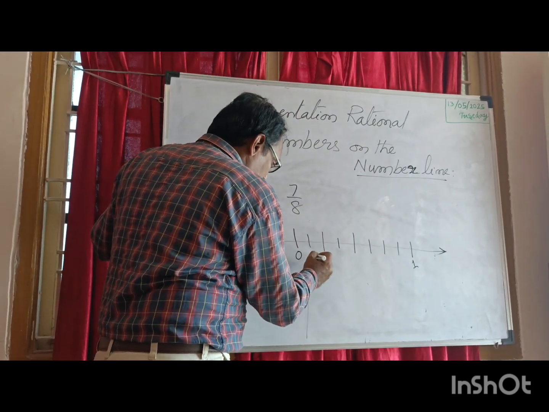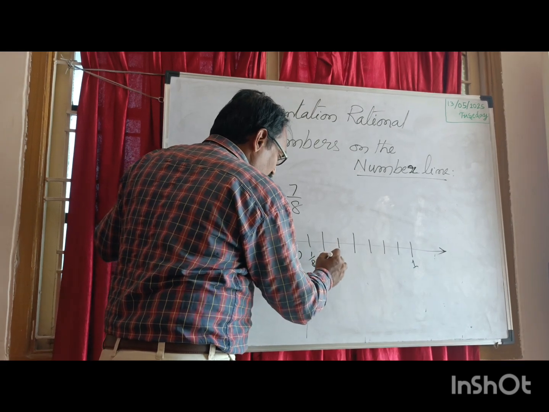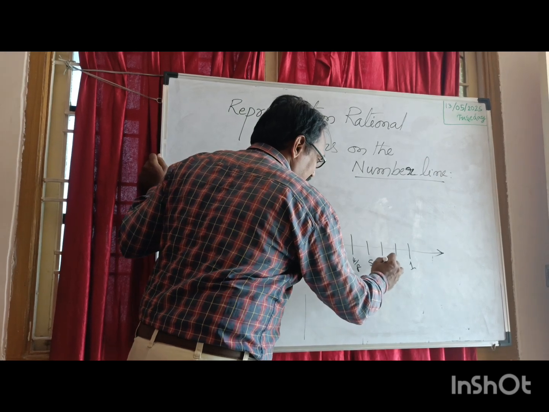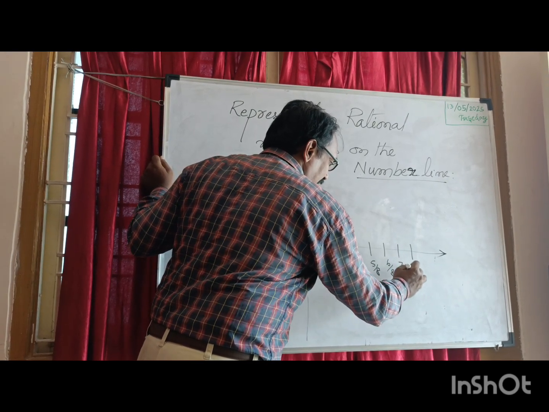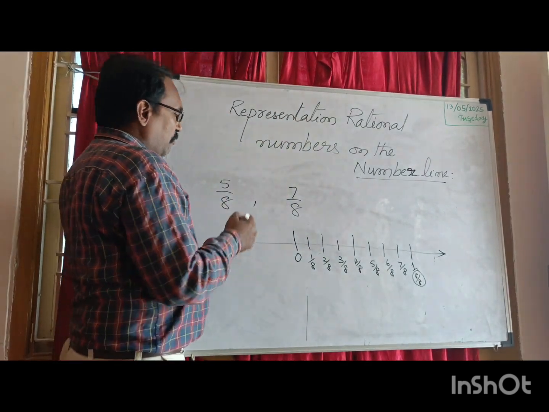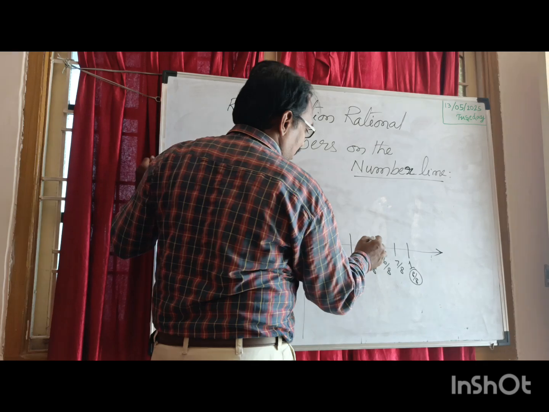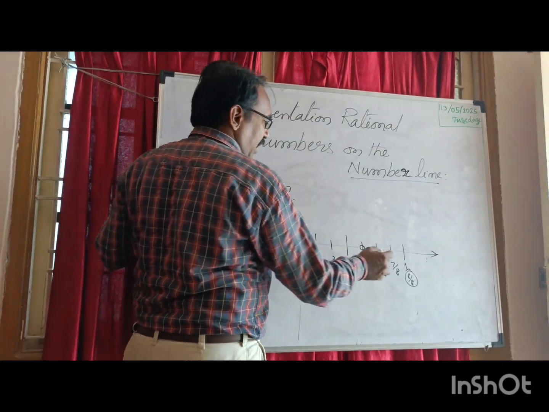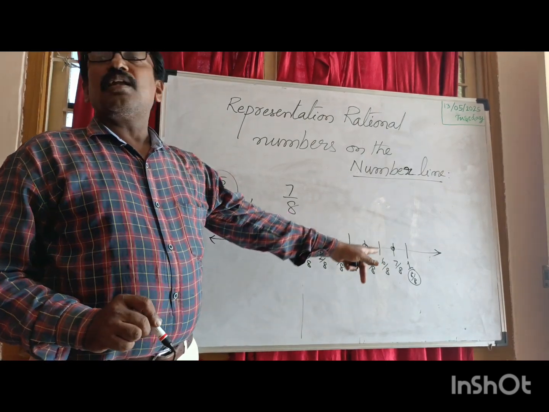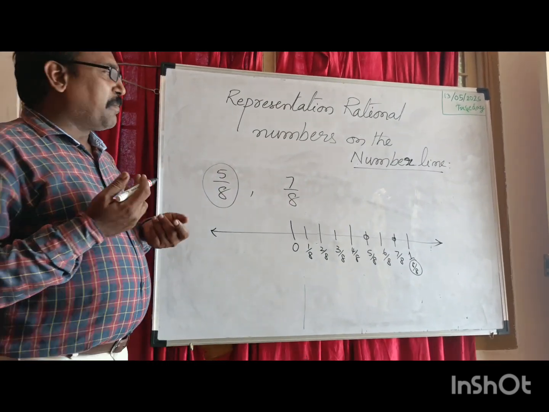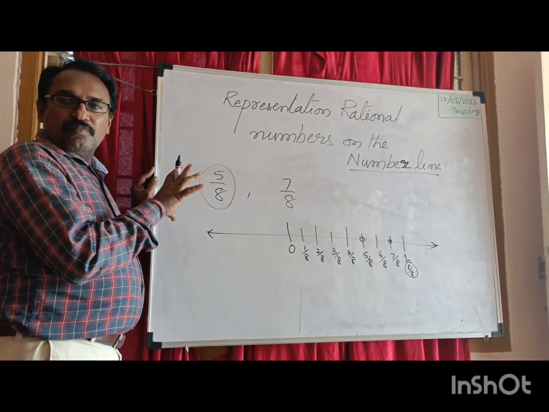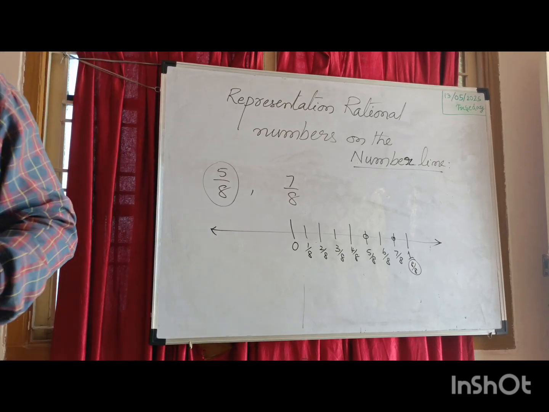Now this is 1 by 8, 2 by 8, 3 by 8, 4 by 8, 5 by 8, 6 by 8, 7 by 8, and this is 8 by 8. 8 by 8 is equal to how much? 1. So now your 5 by 8, which is required, where is it? This one, round it off, and 7 by 8, here it is. So we have represented the two rational numbers on the number line. Like that, any given number can be represented on the number line.